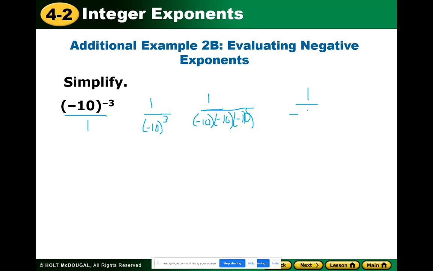And 10 times 10 times 10 is... But how many negatives are there? If there were two negatives, they make a positive. Uneven is negative, even is positive. All right, good, good. Yep, very good. And 100 times -10, Michaela was telling us, was -1,000.